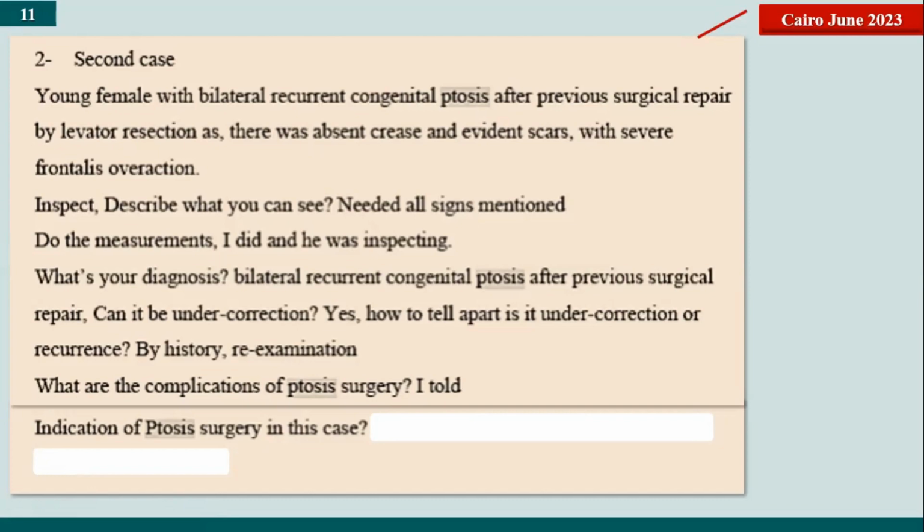In such a scenario, you have to start with cosmesis, because it's the opposite of what I said earlier: you have to tailor your answer according to the scenario. The patient is still unhappy. But here the candidate mentioned another thing. He said, I told headache due to excess frontalis overaction.